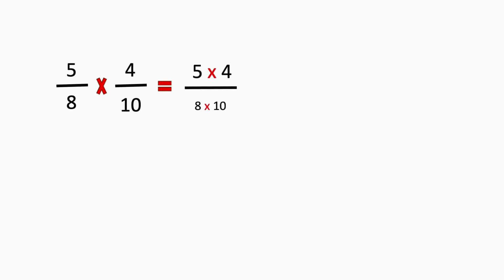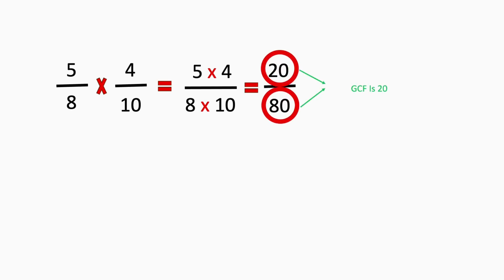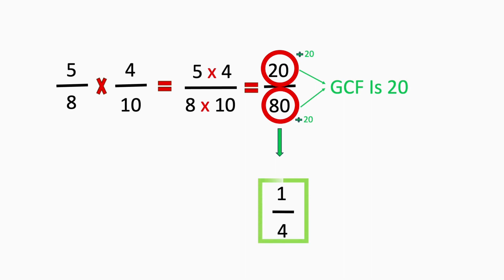Look at this example. 5 over 8 times 4 over 10. We can write it like this. 5 times 4 over 8 times 10 equals 20 over 80. And if we want to simplify it, we can divide the numerator and denominator by a GCF. The GCF of 20 and 80 is 20, and our fraction is simplified to 1 over 4.